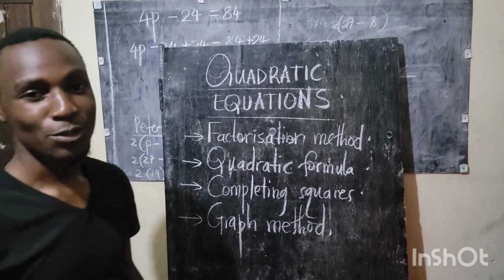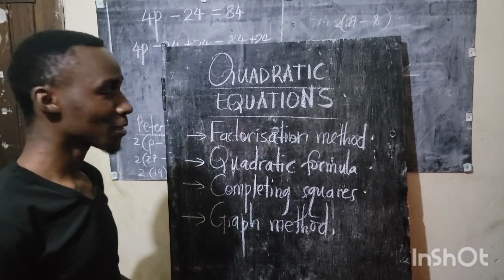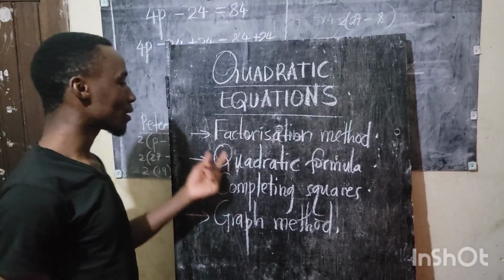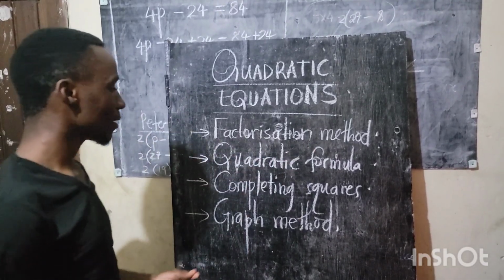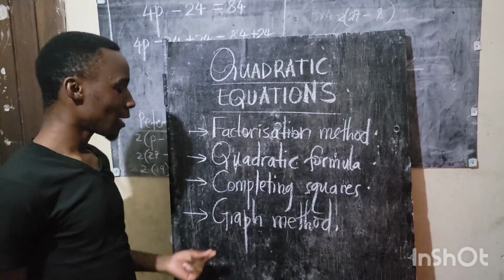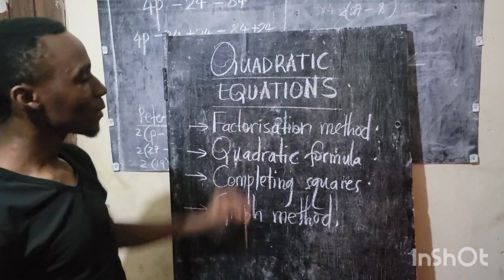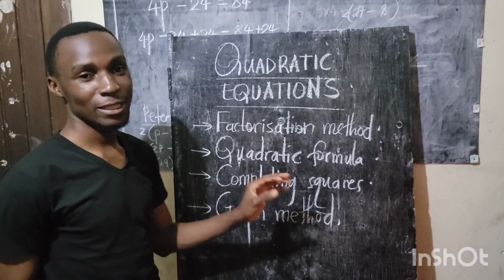So today we are going to look at quadratic equations, and in the quadratic equations we are going to look at the factorization method, the quadratic formula, completing squares, and the graph method. And all these methods solve quadratic equations.